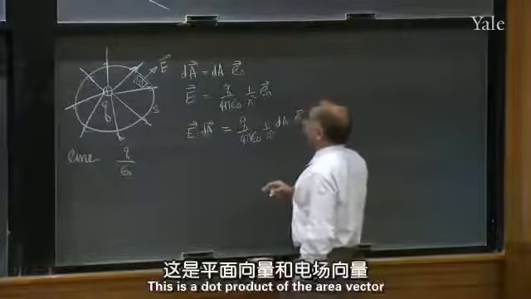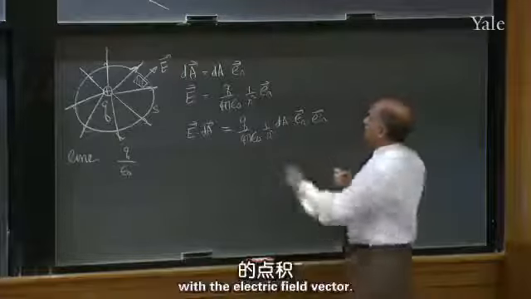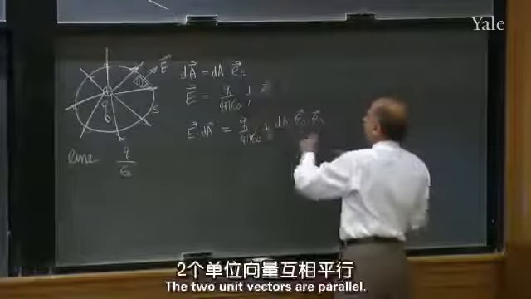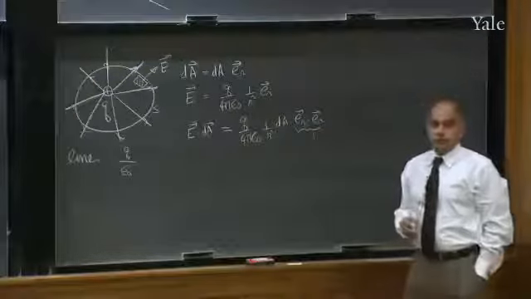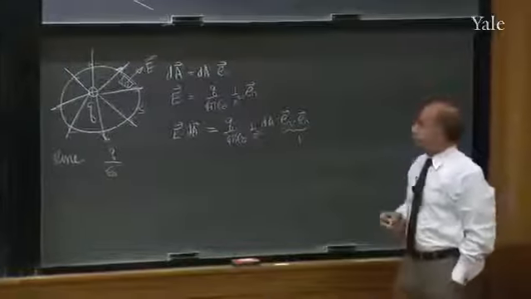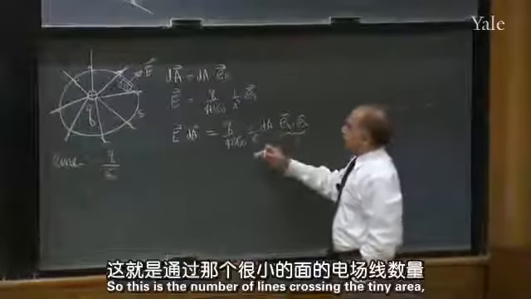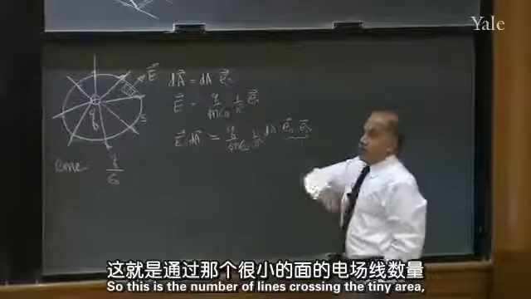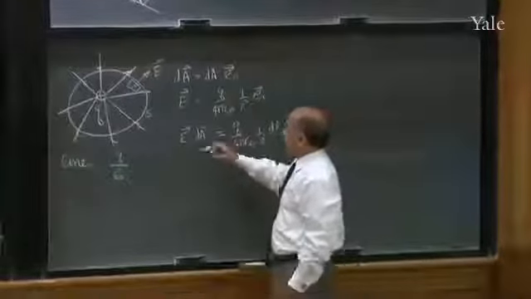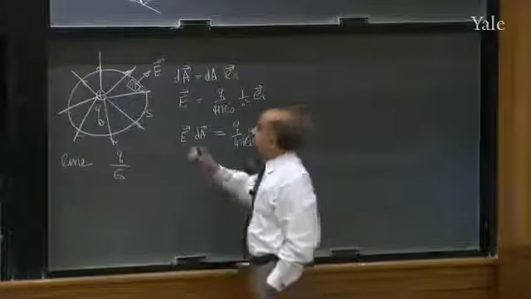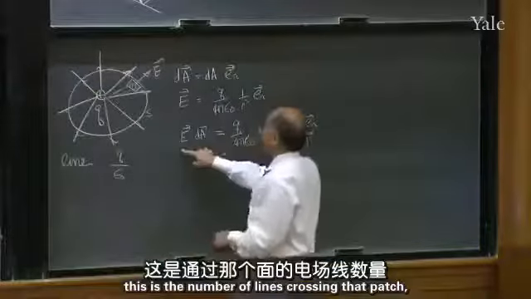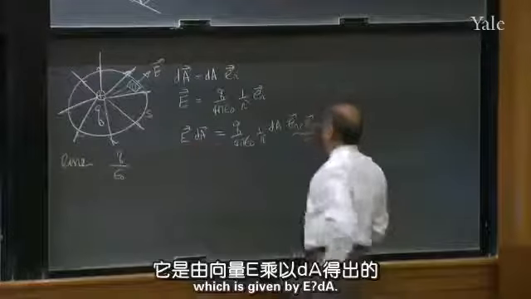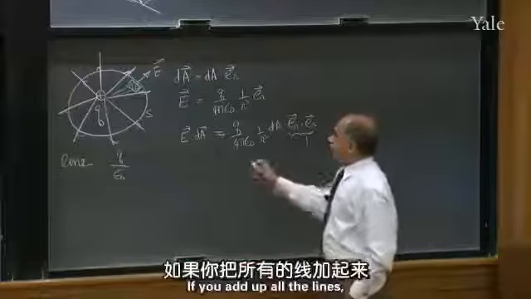This is the dot product of the area vector with the electric field vector. The two unit vectors are parallel. The dot product of that guy with itself is just 1. So this is the number of lines crossing the tiny area, because electric field numerically is equal to the line density. So the number of lines crossing this patch is given by E dot dA.